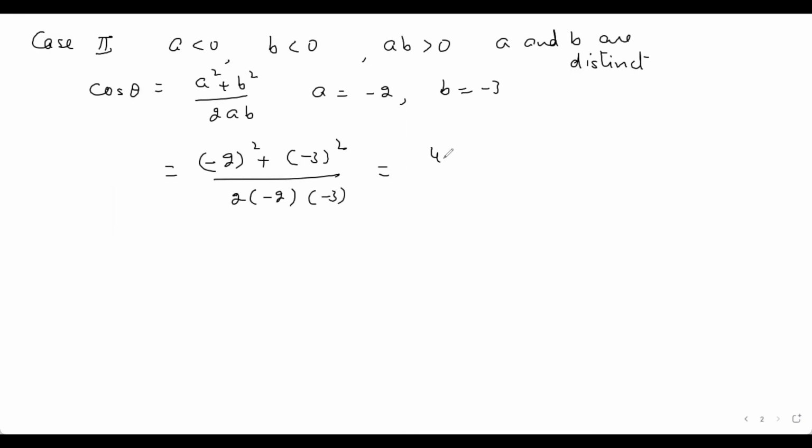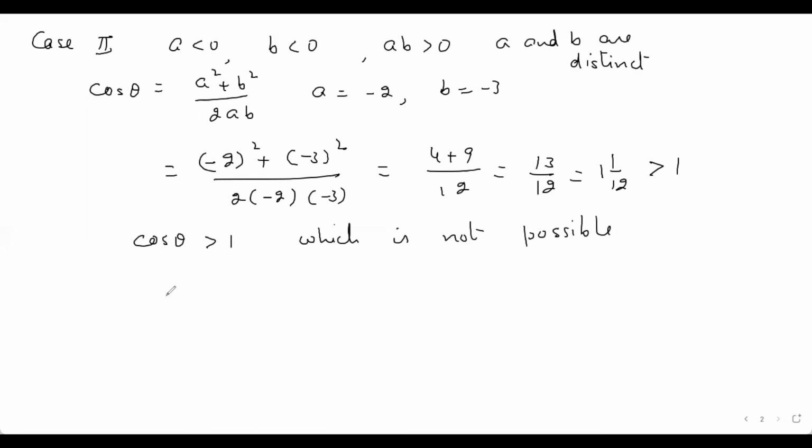That is equal to 4 plus 9 upon 12. That is 13 upon 12. That is 1 by 12. It means this is greater than 1. This shows cos theta is greater than 1, which is not possible. Value of cos theta cannot be greater than 1. So false statement.